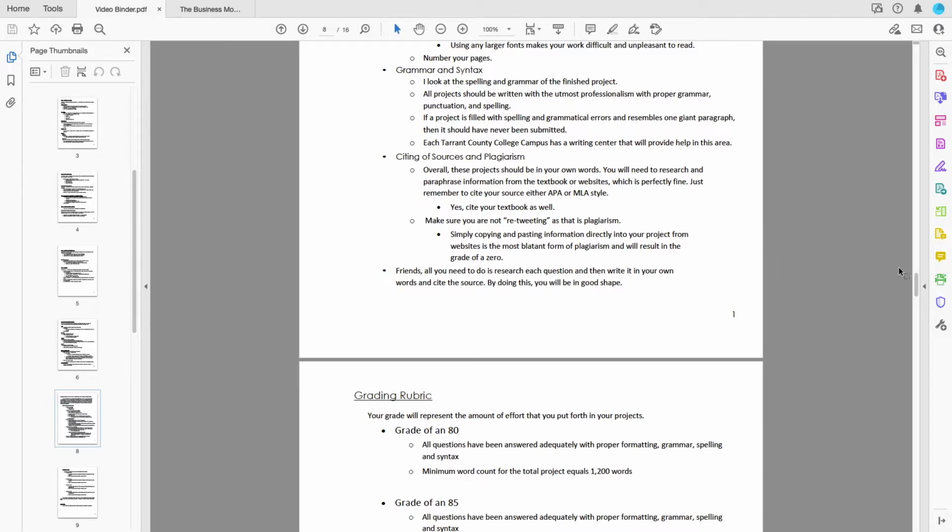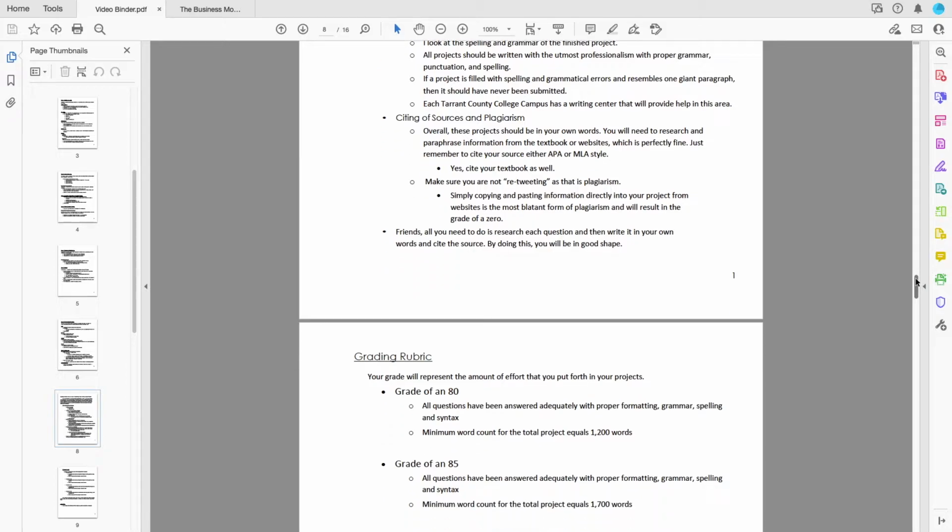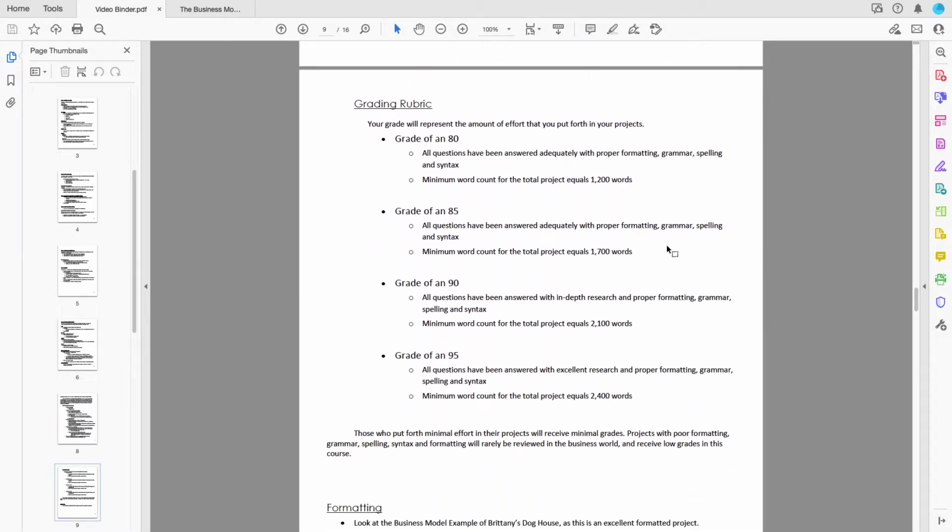So again, good spelling, good syntax, good formatting. Here's the grading rubric. All right, remember this is a 300-point project, so it is huge. To get an 80, I always like to think, what would I do just to get a B at the college level? So here's what an 80 looks like. All questions have been adequately answered. Everyone has a heading. Proper formatting, grammar, spelling, syntax, the minimum word count for the total project, minus anything that you may have copied from my original work here, with no rewording of the question, is 1,200 words. 1,200 words, you got it, you get yourself an 80. All right, that's 240 points.